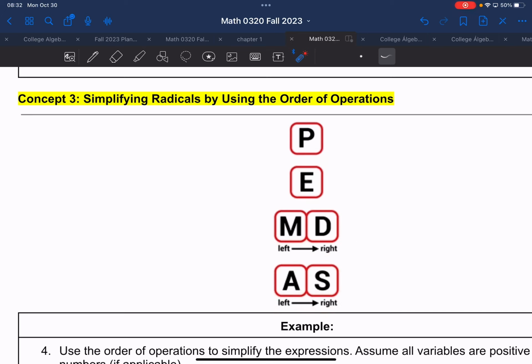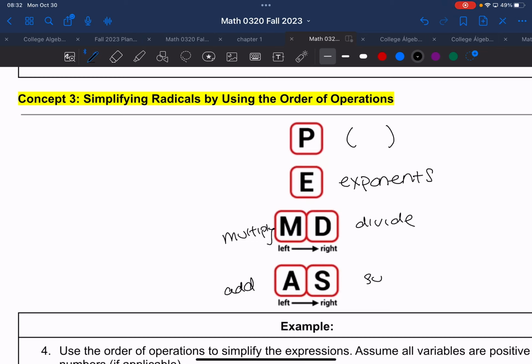So if you remember, P stands for parentheses. Okay. E stands for exponents. M is multiply. D is divide. A is add. S is subtract. Okay. So when we're going through PEMDAS, once we get to the part where it's multiplication and division, whatever comes first, left to right. When we get to the part that's addition and subtraction, it's whatever comes first, left to right. So just like how you read, left to right.